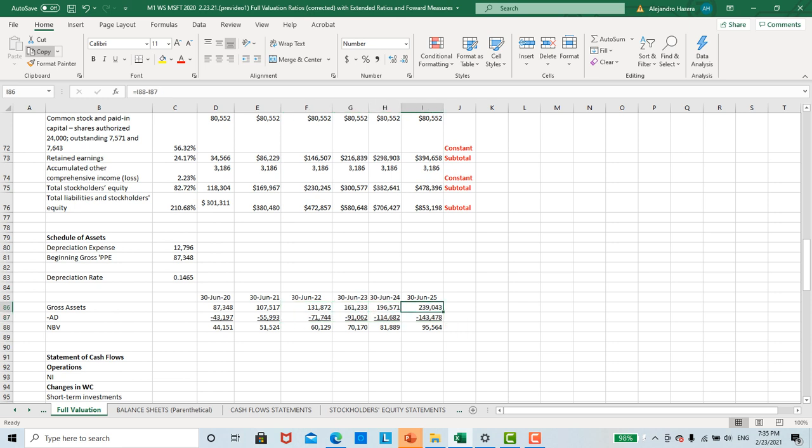And let's just make sure, check on this. I always like to check the last year. If we take 239,043 minus, plus that negative of 143,478, that gives you 95,564. So it does seem to be working just fine. Okay, so that's this right here.